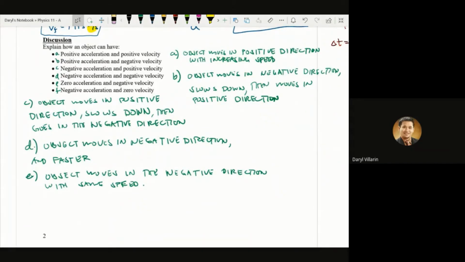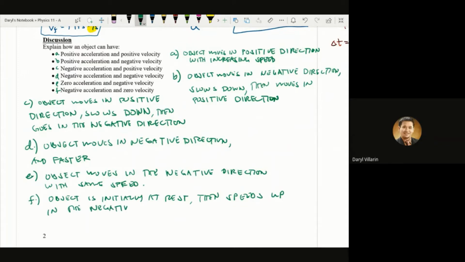Okay. And letter F, negative acceleration and zero velocity. So it just tells you that the object is initially at rest. Then speeds up in the negative direction.